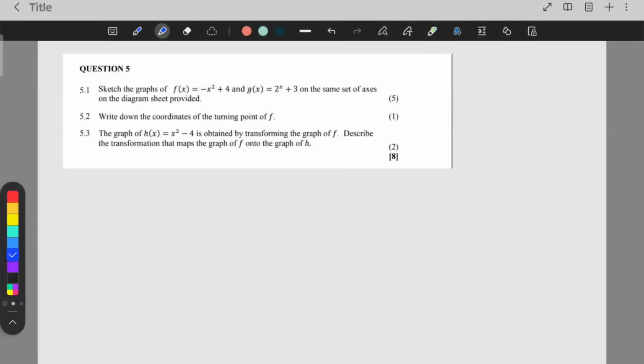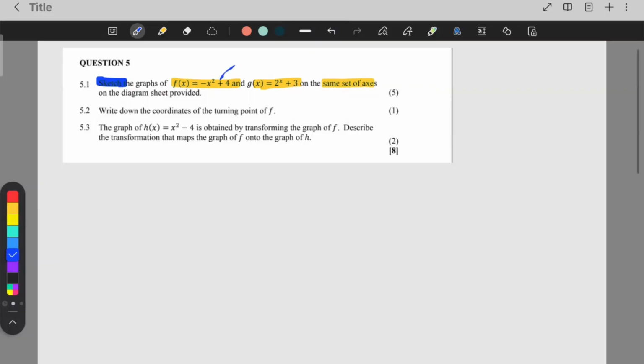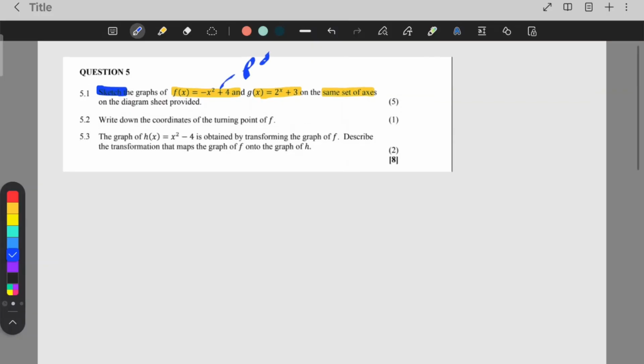Then question 5 says we have to sketch f of x and we have to sketch g of x on the same set of axes. So let's quickly write this down. This function over here is a parabola. Whenever you have x squared, that's a parabola. And whenever you have x in the power, that is an exponential function.